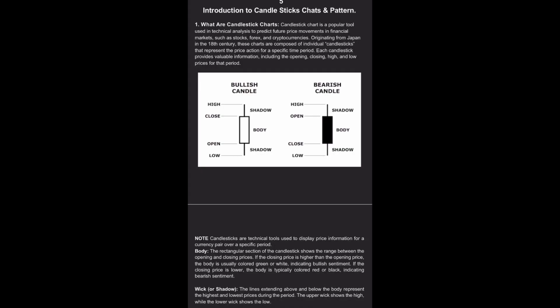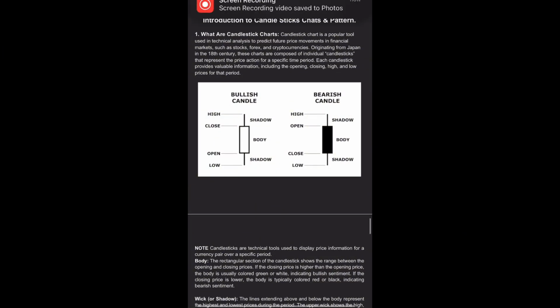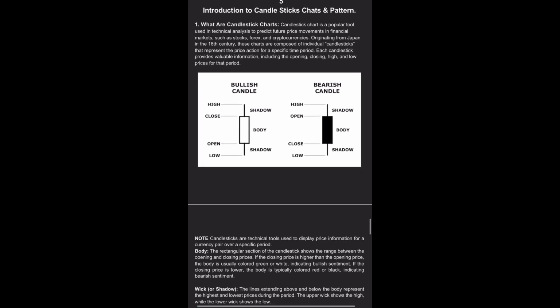Now, if you look at those lines on top, they are called shadows or wicks. For me, I call them wicks, but most traders call them shadows, depending on what they see fit. If you look, the shadows, the high and the low, that's like the structure of the candlestick. You understand? That's the basic candlestick you will see out there in the chart.